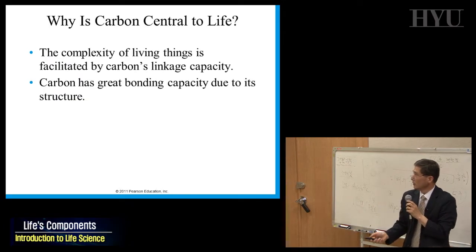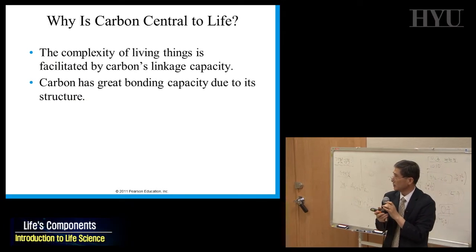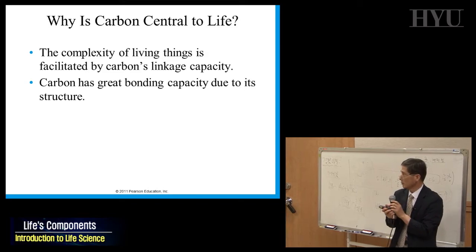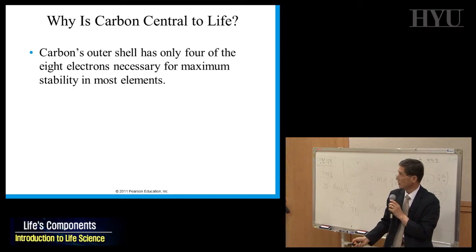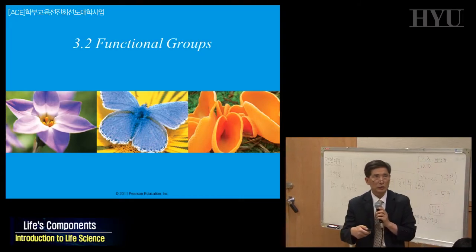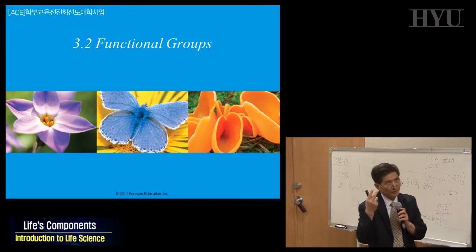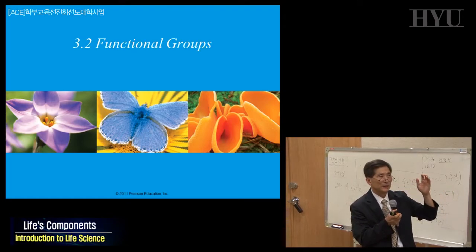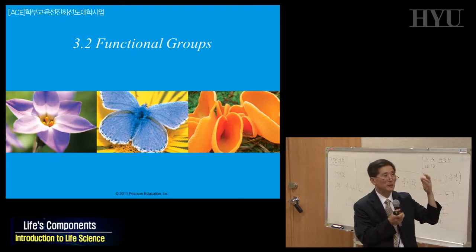So the complexity of living things is facilitated by carbon's linkage capacity. Carbon has great bonding capacity due to its structure. That's the same thing. It's going to get a little bit more detailed. We have to remember a few things. I know biology is a very interesting topic, but you have to remember things. That's the tough one, right?